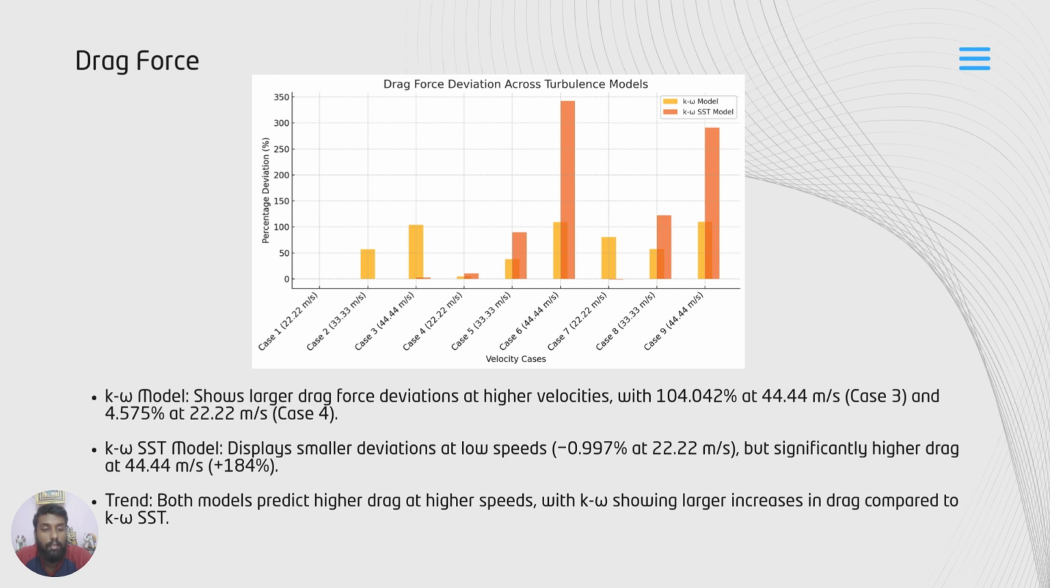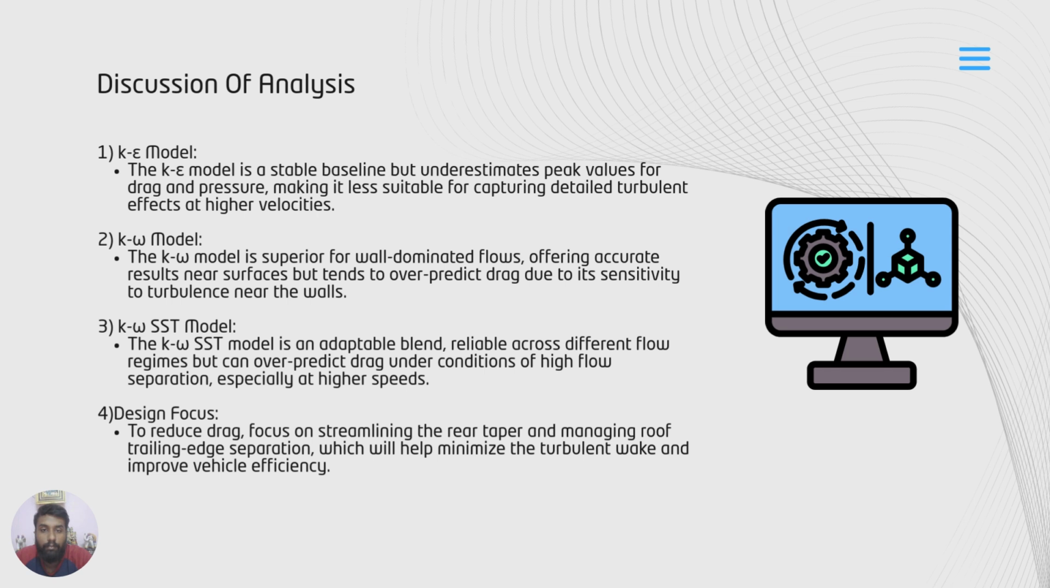The KWSST model displays smaller deviation at low speeds, negative 0.997 percent at 22.22 meters per second, but significantly higher drag at 44.44 meters per second, which is plus 184 percent. The trend is that both models predict higher drag at higher speeds, with KW showing larger increases in drag compared to KWSST.